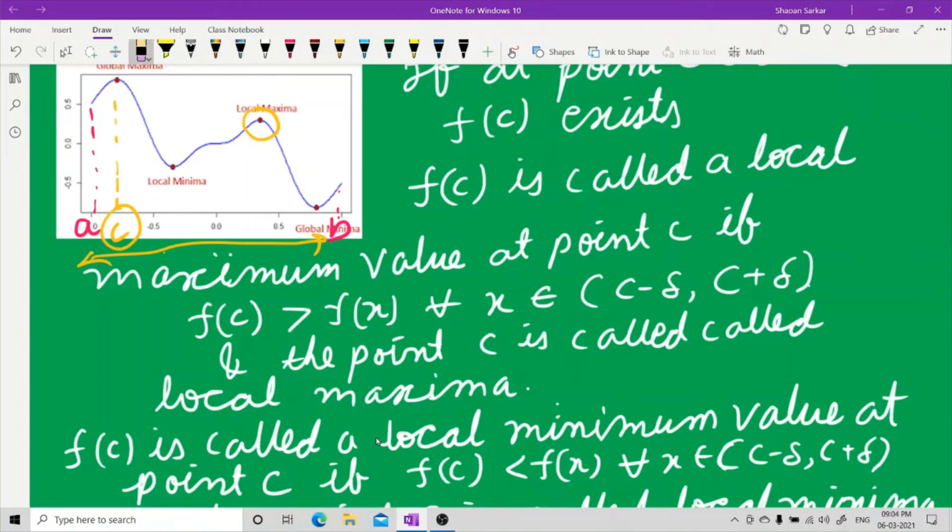Let me again clearly write it. At this point the function has maximum value. If you compare the whole graph, the function has the maximum value at this point C. So this is called the global maxima, and the value of the function here is called the global maximum value or absolute maximum value.